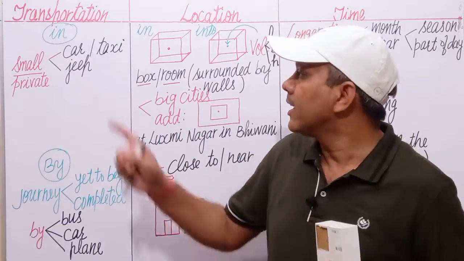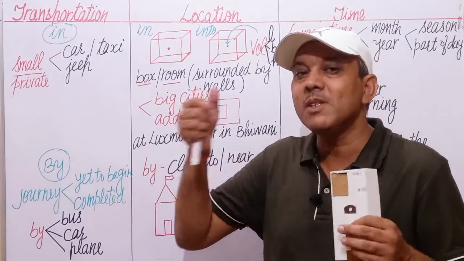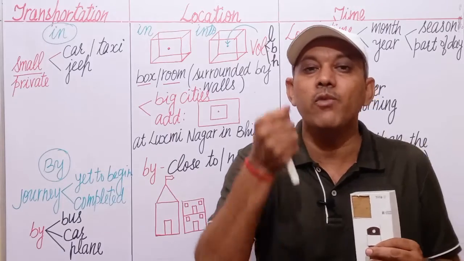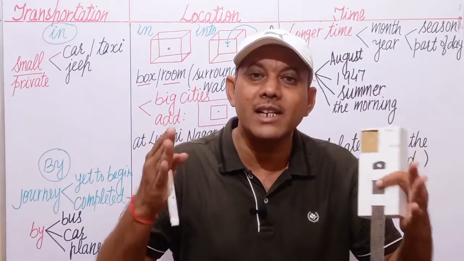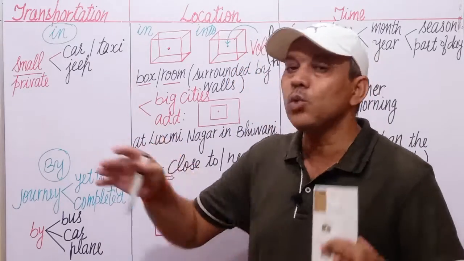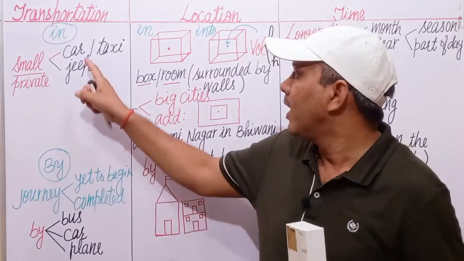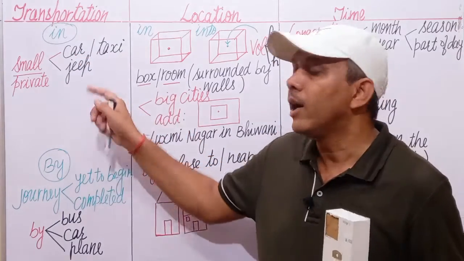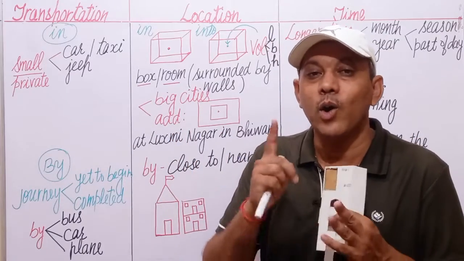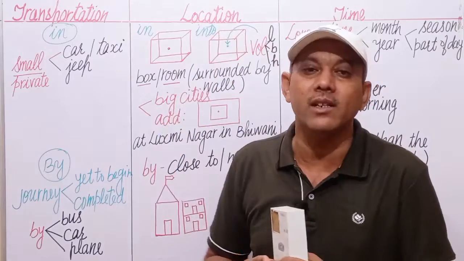आप कह सकते हैं कि सर टैक्सी तो प्राइवेट व्हीकल नहीं होता. It becomes a private vehicle when we pay for it. उस पर्टिकुलर टाइम पीरियड के लिए, उस पर्टिकुलर जर्नी के लिए a taxi becomes a private vehicle. Car, taxi and jeep. We use in, not on. On is used for large sized and public vehicles.